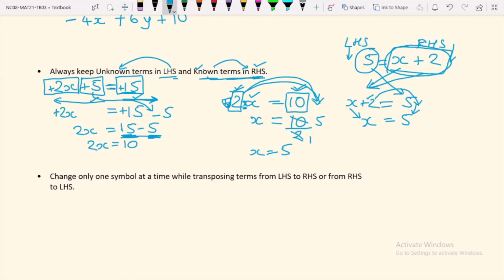While shifting, plus 2 will become minus 2. So the equation became x is equal to 5 minus 2. X is equal to 5 minus 2 is nothing but 3. So we obtained the value of x as 3.